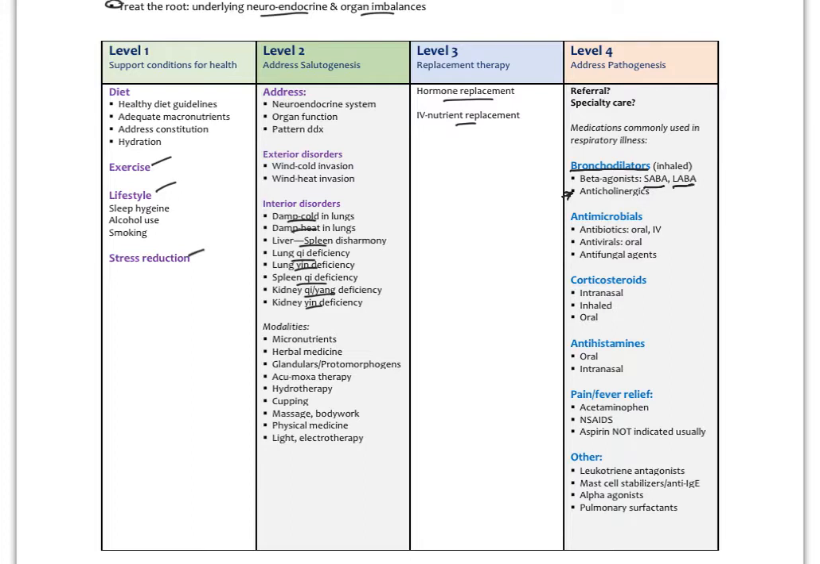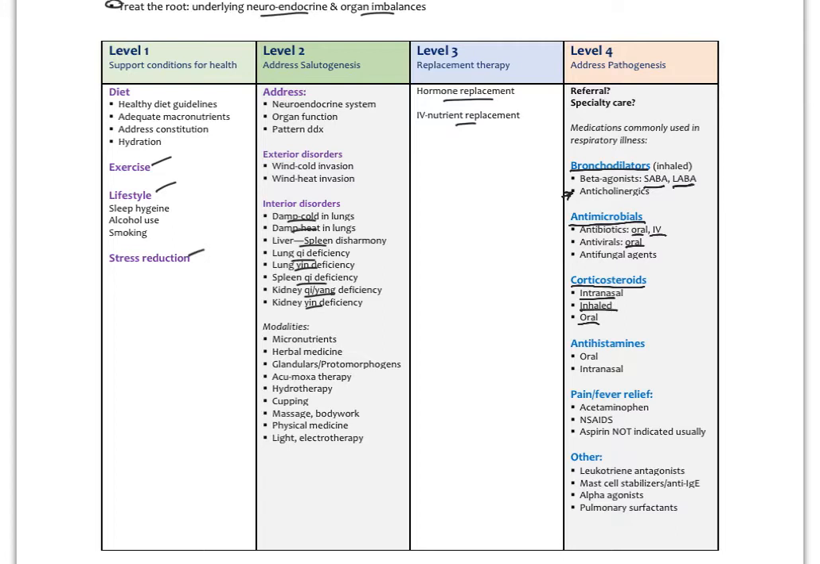So that's bronchodilators to open the airways, and antimicrobials to treat whatever microbe might be creating a problem if indicated. That would be antibiotics, oral and intravenous, antivirals, usually oral, and then antifungals, which are more typical in immunocompromised patients who can develop fungal pneumonia and so forth. Corticosteroids are anti-inflammatories, and they can be delivered intranasally for chronic nasal allergies, Flonase, you might have heard of that. Inhaled would be more typical for asthma, potentially for chronic bronchitis, and in very severe exacerbations of asthma and so forth, oral corticosteroids may be indicated.